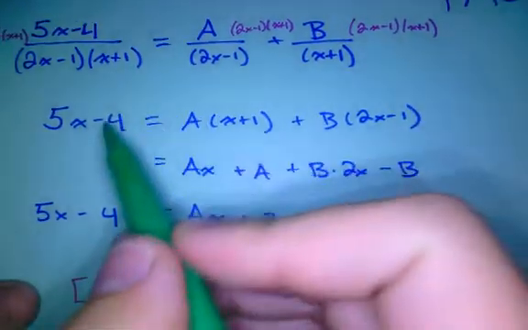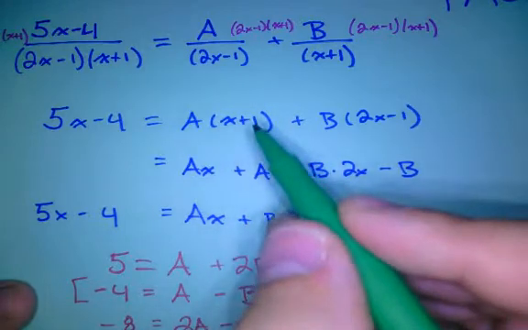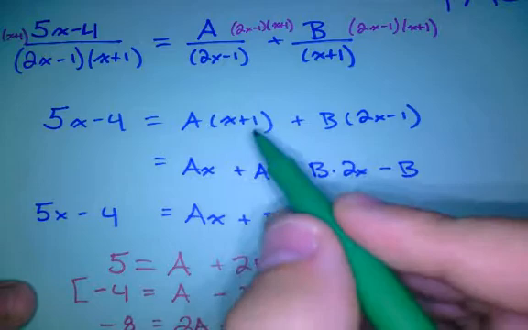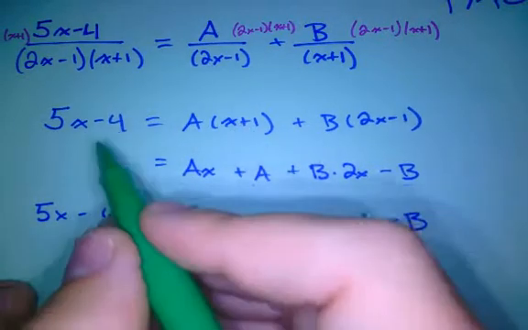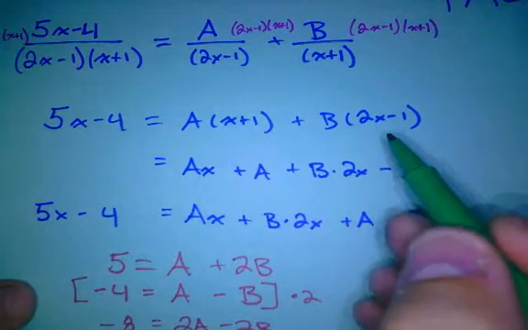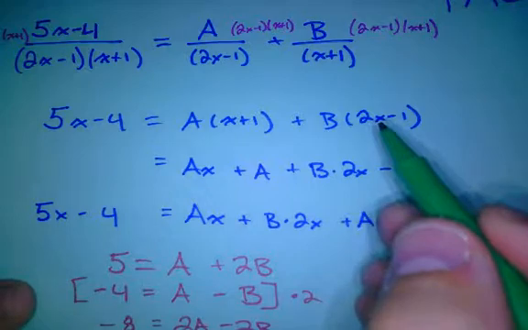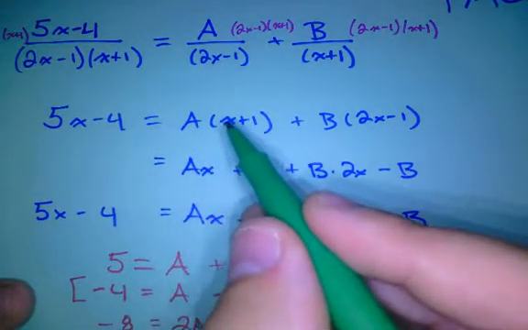When you get to this step right here, set one of the factors equal to 0. So if you set this first factor equal to 0, what do you get? Plug in a negative 1 for x. So you'd plug in a negative 1 there, there, and there. When you do that, what happens to the a? It becomes 0. It goes away.